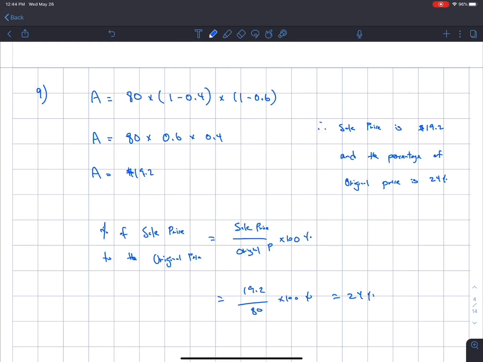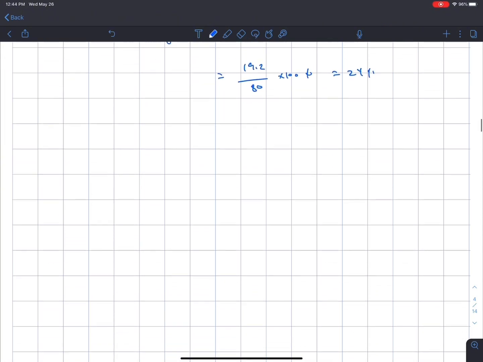So I'm just going to quickly check the answer key to make sure that this is correct. This is question 9. Yeah, just 24%. Okay. And then question 10.